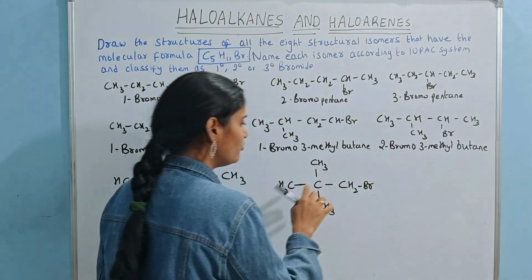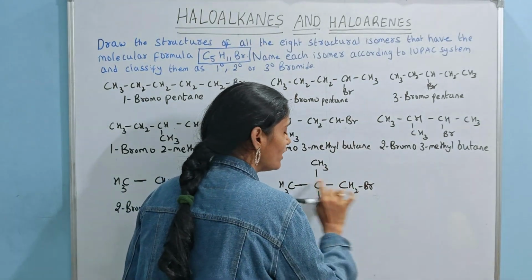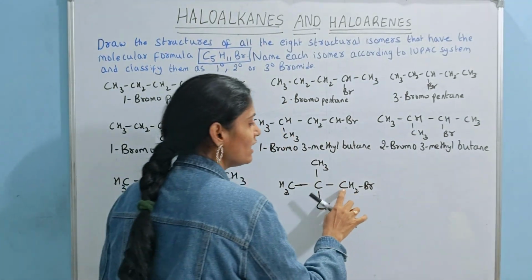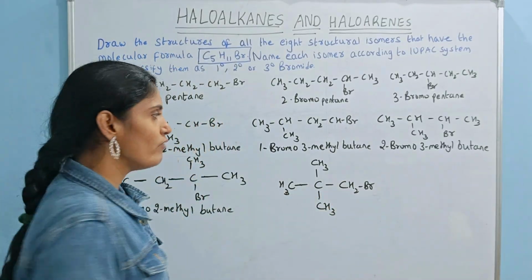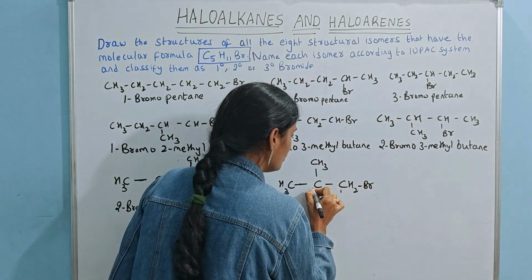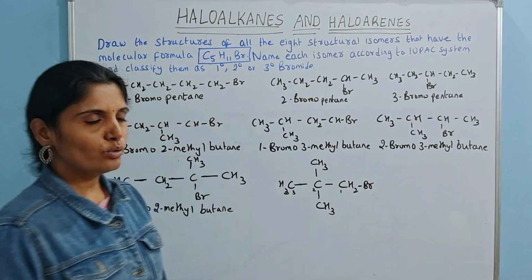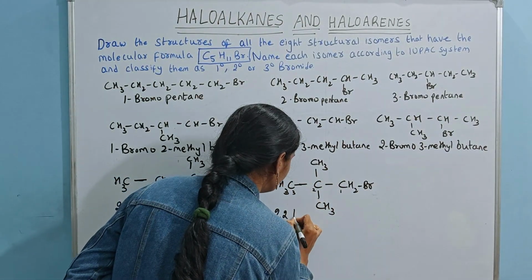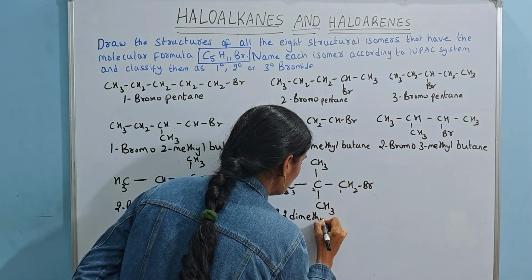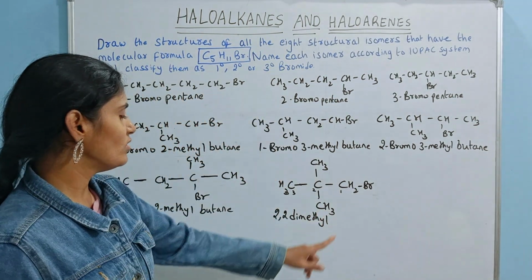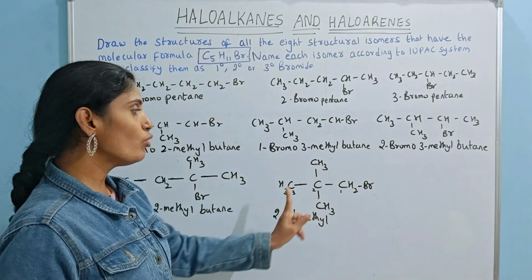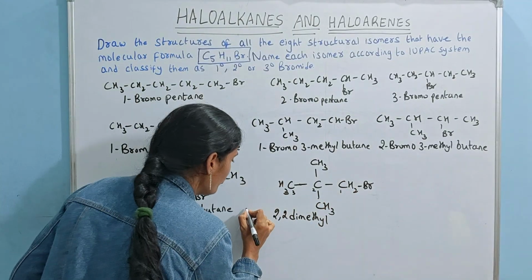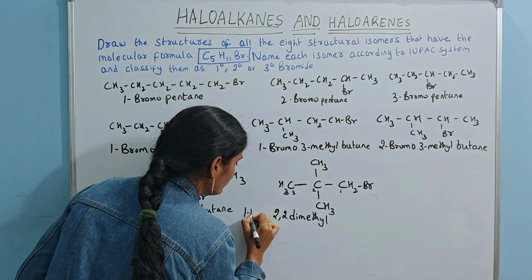This will be my main chain, because if I take this as the main chain, I will get the carbon having bromine in the main chain, which I would prefer. So 1, 2, 3. How will I write the name here? As 2,2 dimethyl. Should I write 1 bromo before here? Yes, I should write 1 bromo before, so I should not miss that.